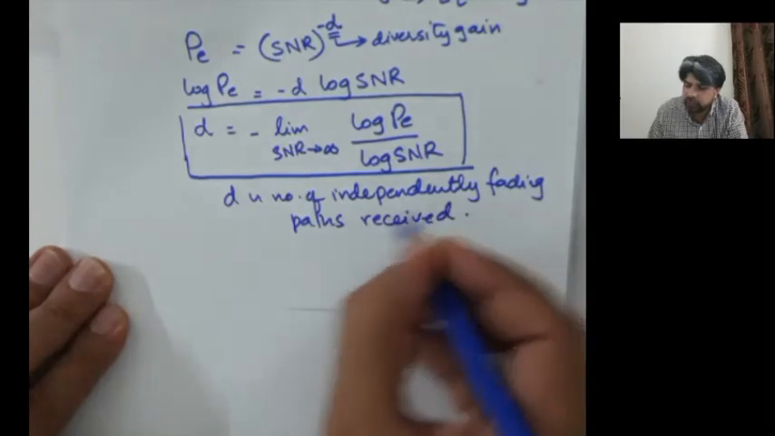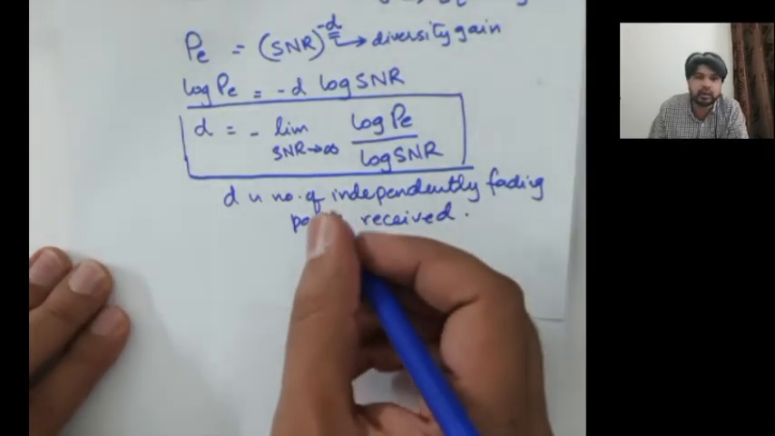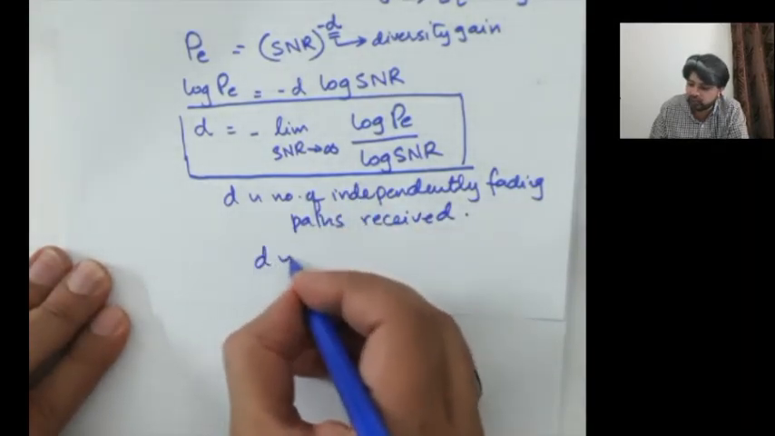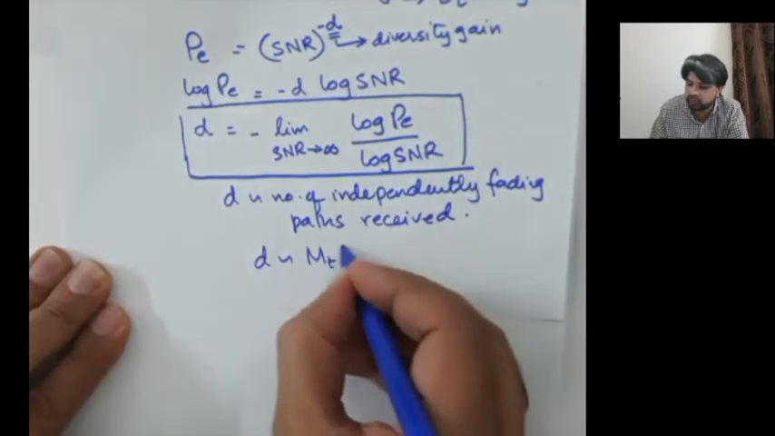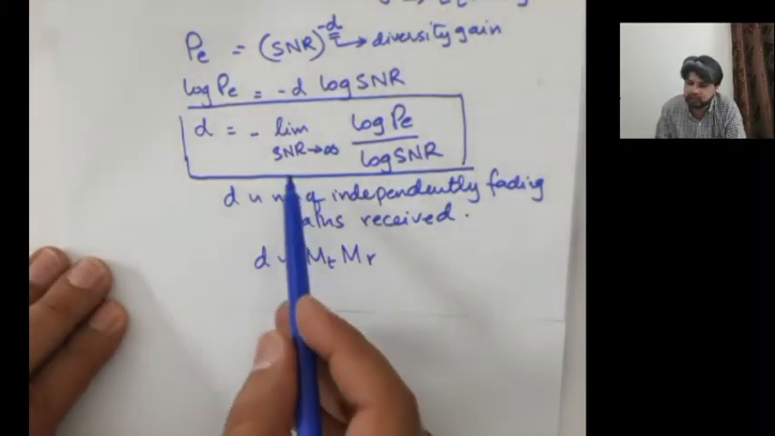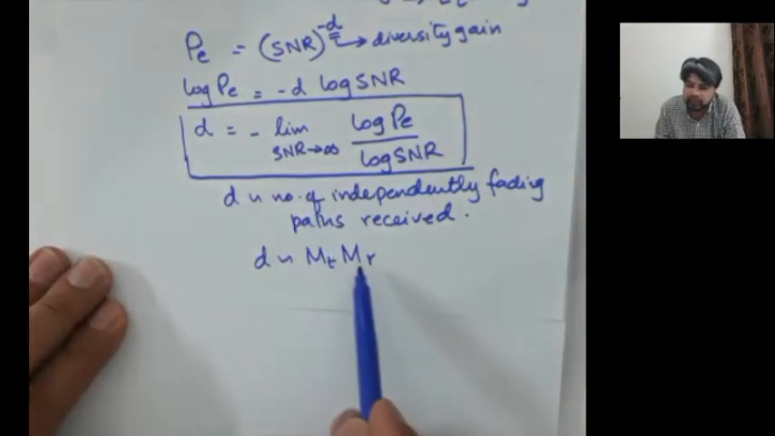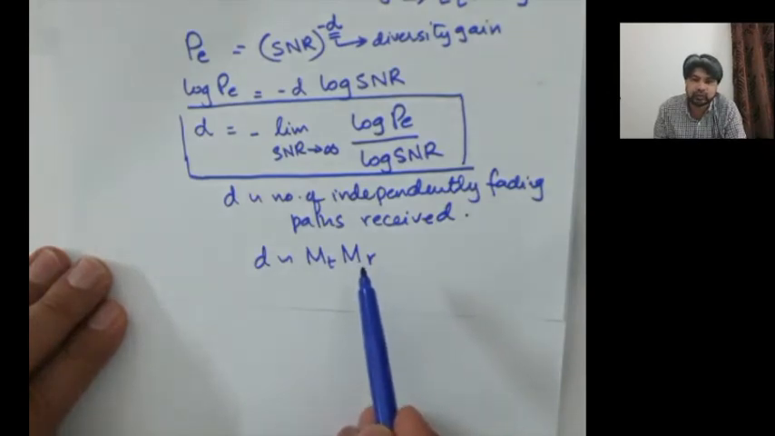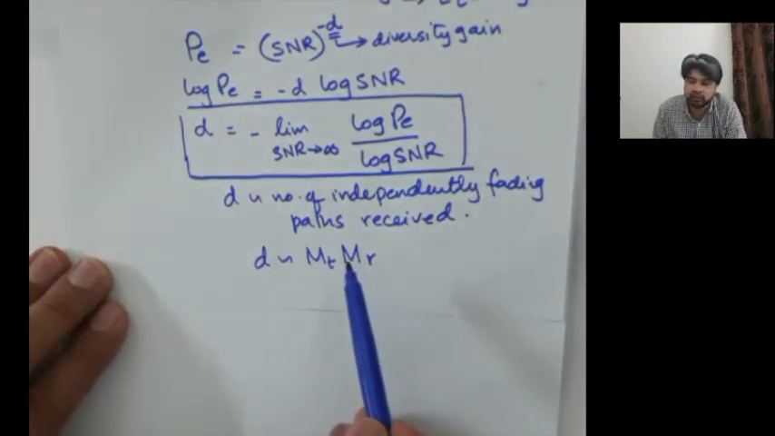So if you have MT number of transmitting antennas and MR number of receiving antennas, your D would be proportional to MT times MR. That is the maximum diversity gain you can get with MT transmitting antennas and MR receiving antennas, because that is the maximum number of independently fading multipaths you get. You cannot see a direct relation here, but that is proven using the curves we saw in chapter 7.